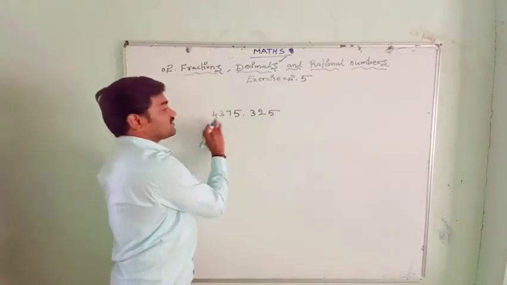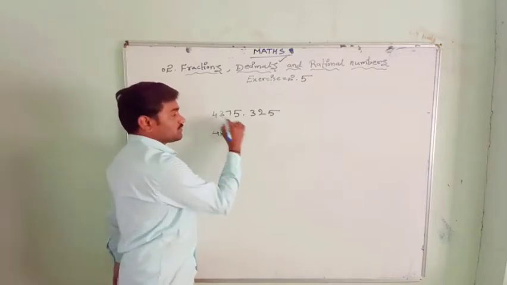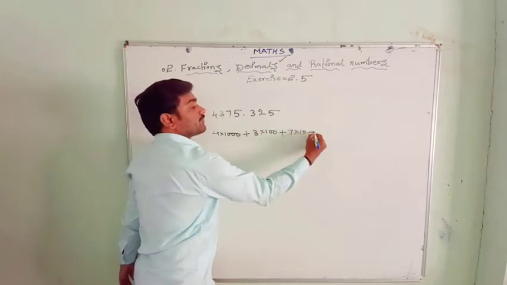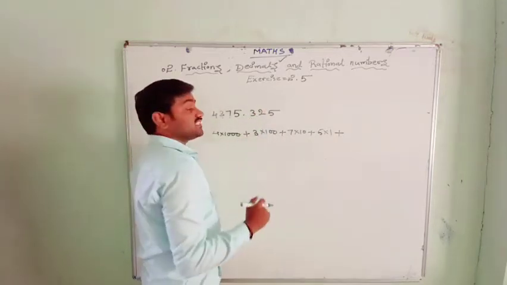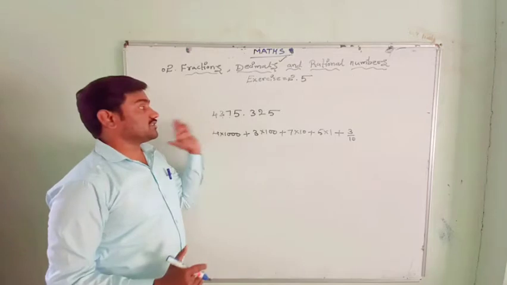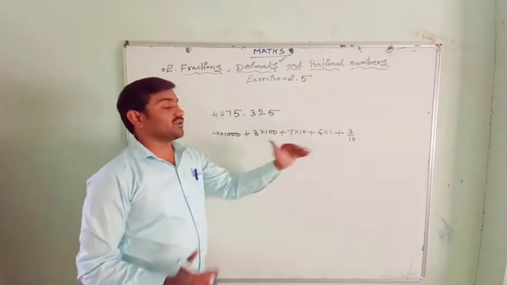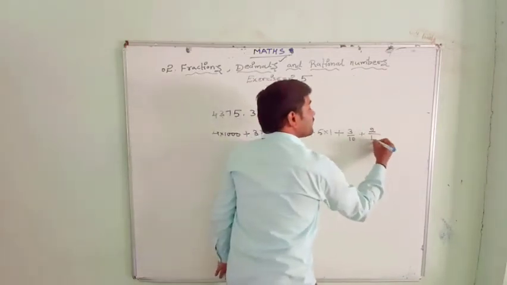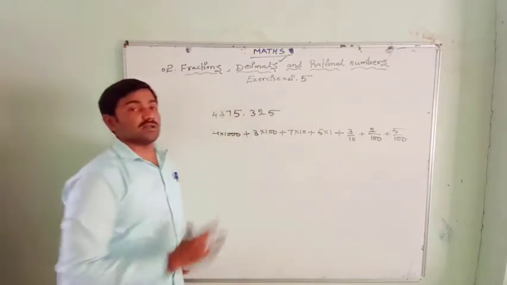When you write the expanded form of this number, see, this 4 into 1000 because it is in the thousands place. Then this 3 is in the hundreds place, so 3 into 100. This 7 is in the tens place, so 7 into 10. This 5 is in the ones place, so 5 into 1. Now here it starts from the tenths place, so 3 by 10. Before the decimal, on the left side, we multiply by ones, tens, hundreds, thousands according to place values. But after the decimal we have to divide. It starts from the tenths place, so divide by 10. Then 2 divided by 100 because 2 is in the hundredths place, and 5 divided by 1000 because 5 is in the thousandths place. So this is the expanded form of this number.